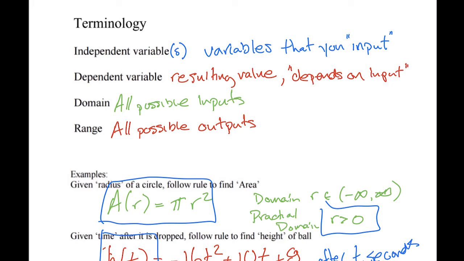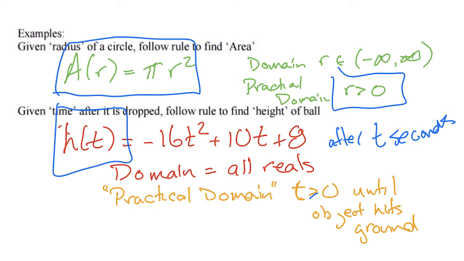That's the dependent variable. And you might have heard the domain of a function is all possible inputs. Usually it's the x values, but not always. The range is all possible outputs. Again, usually that's the y values or the vertical axis on a graph, but not always. And an example could be the radius of a circle.